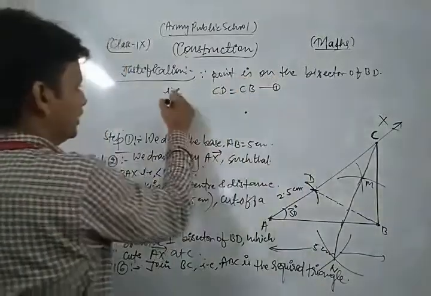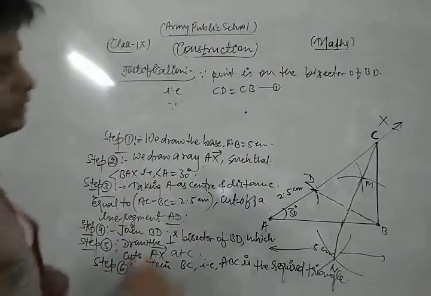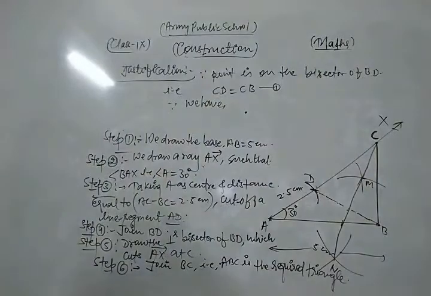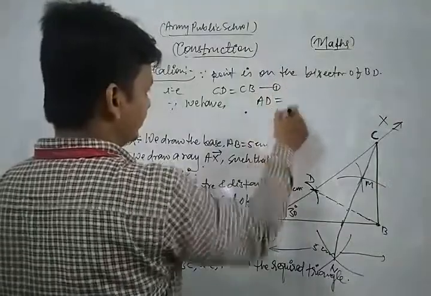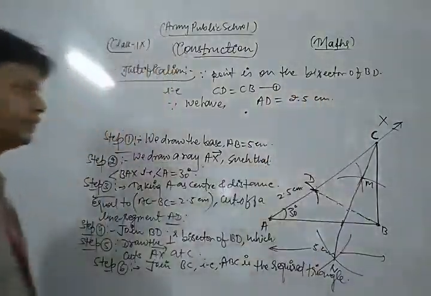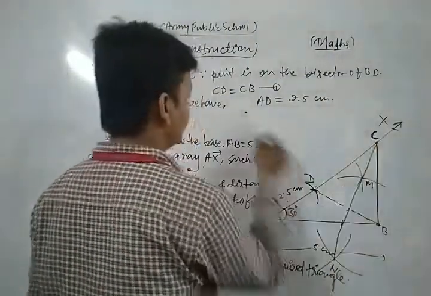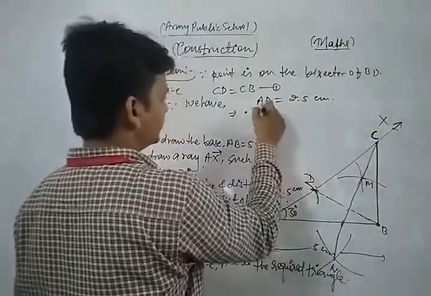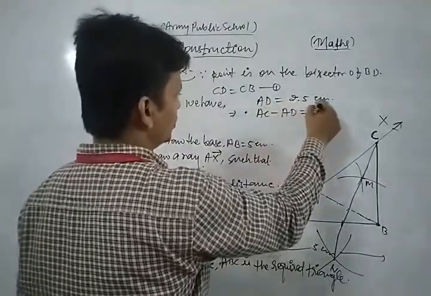We take question number 1. Since the difference between two sides is already given, AD here is equal to 2.5 centimeter. So we can write AD as AC minus CD. From the figure it is clear that AC minus CD is equal to 2.5.